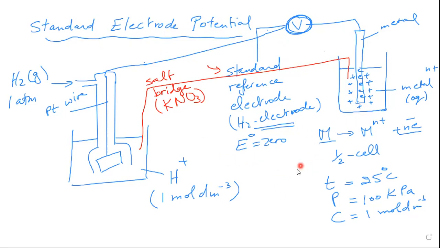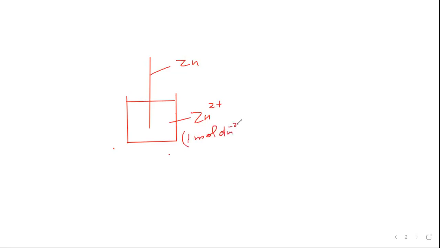Understand? So, for example, if I have a cell in which a metal such as magnesium is placed in a solution of its own ions, for example magnesium sulfate. Or let it be zinc metal in a solution of zinc ions, for example zinc sulfate, and its concentration is 1 mole per decimeter cube.